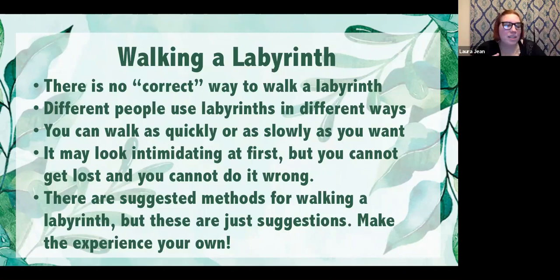You can stop in the middle of the labyrinth and stand there for 5 minutes. You can do whatever you want because it's your journey, and there's no need to keep up with anyone else. Even if other people are walking it at the same time, oftentimes people just step to the side and let them pass, and there's no expectation that you're keeping any pace other than what's comfortable for you. So it might look intimidating at first if you've only ever experienced mazes, but you can't get lost and you can't do it wrong. You just start walking and you'll end up in the middle, and then it'll be fine.